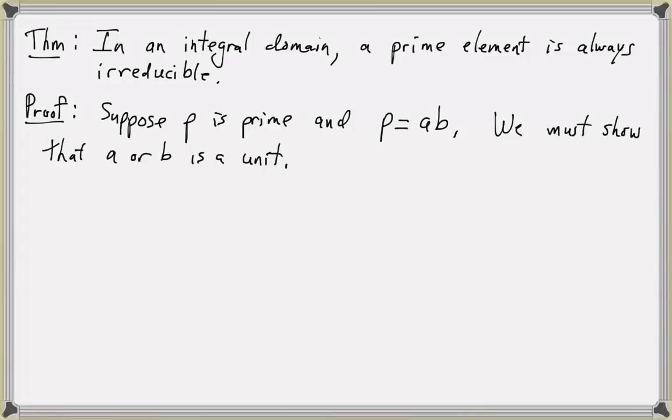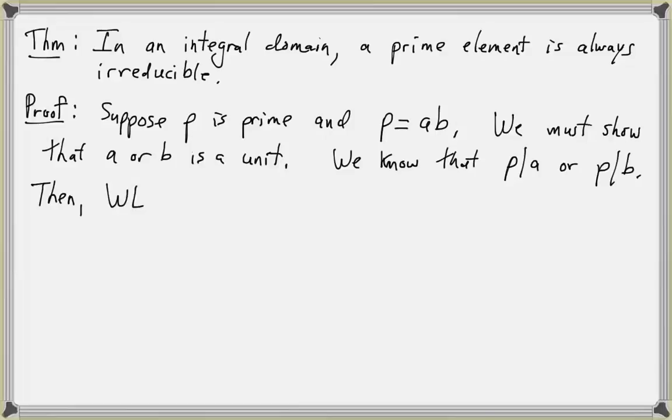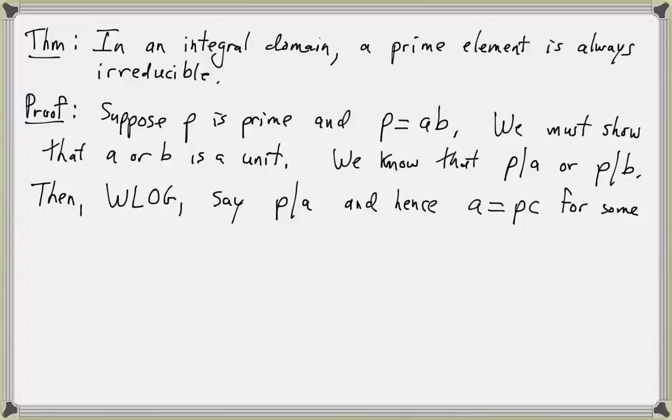Well, we know that P is prime, so we know that either P divides A or P divides B. So without loss of generality, let's just assume that P divides A. And hence we can write A as a multiple of P. So let's write A as P times C for some element C in the ring.